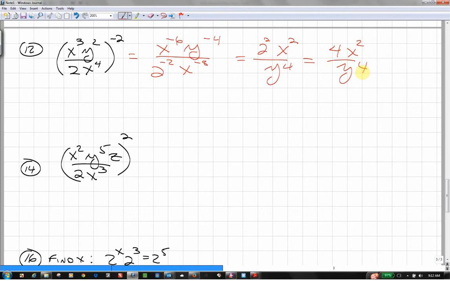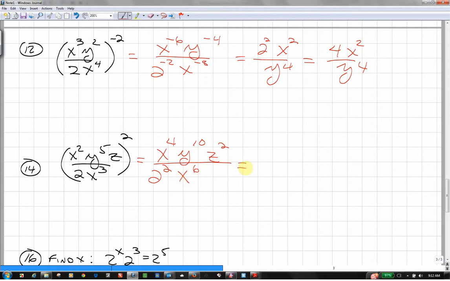The next one, let's distribute the square. I have x to the 4th, y to the 10th, 2 times 2 for the x, 5 times 2 for the y, z squared. So I'm multiplying when I have a power to a power. In the denominator, I'll have 2 squared, x cubed. The 3 times the 2 is x to the 6th.